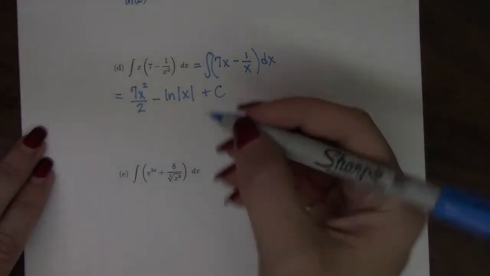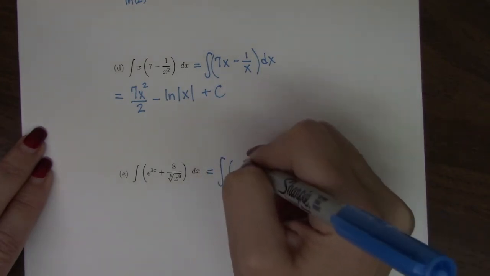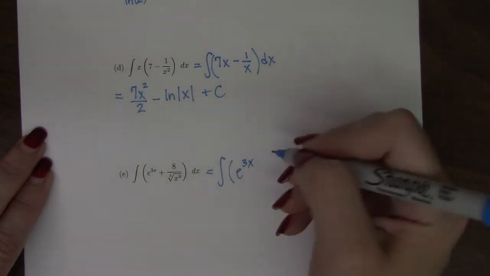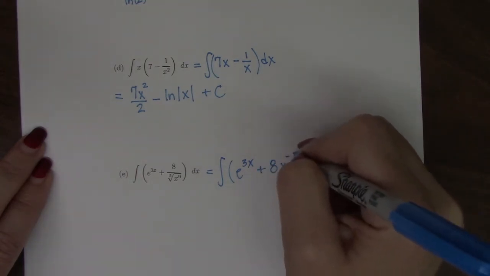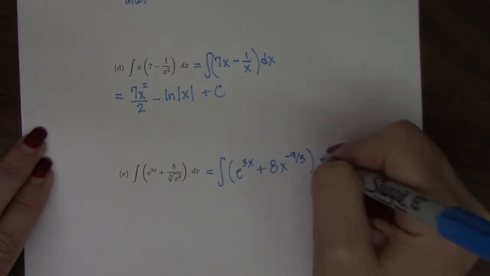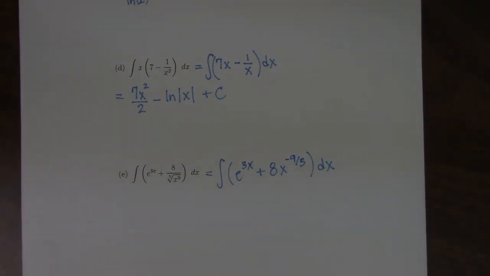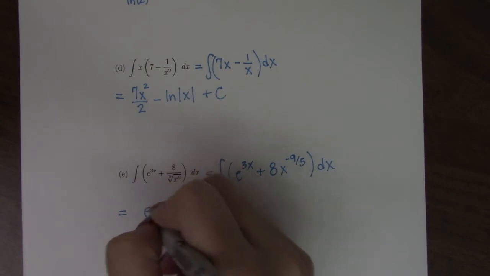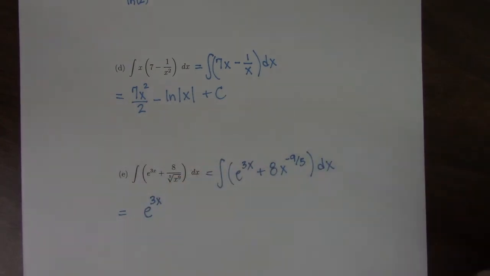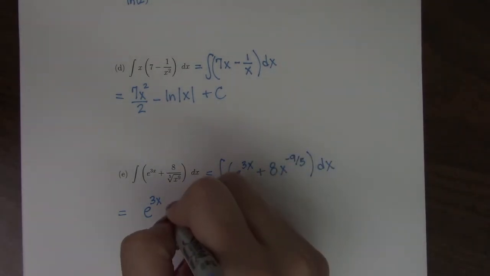Part E, I want to rewrite a little bit before I start. So e to the 3x we can't really do much with, but this is the same thing as 8x to the negative 9/5. So now, in order to do this one, I don't exactly know what the antiderivative of e to the 3x is, but I know it's some form of e to the 3x, so I'm just going to leave that there for now. This term I can definitely do with a power rule.